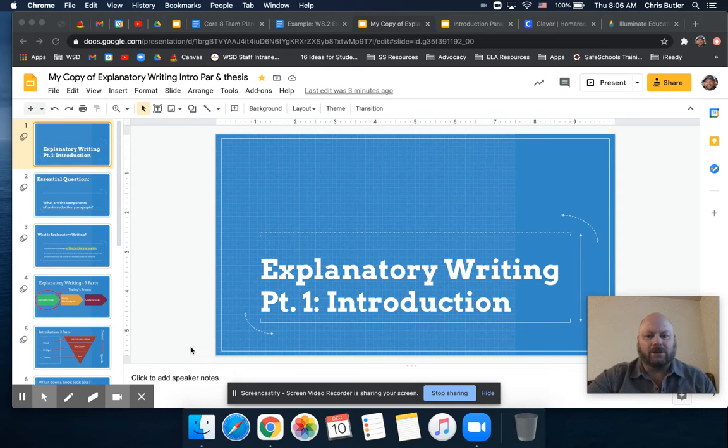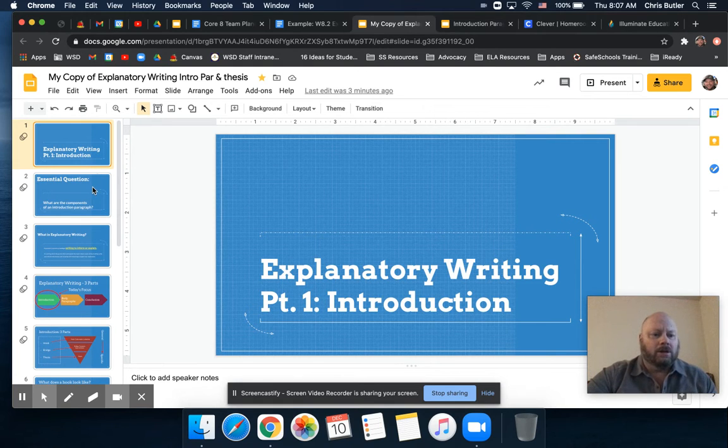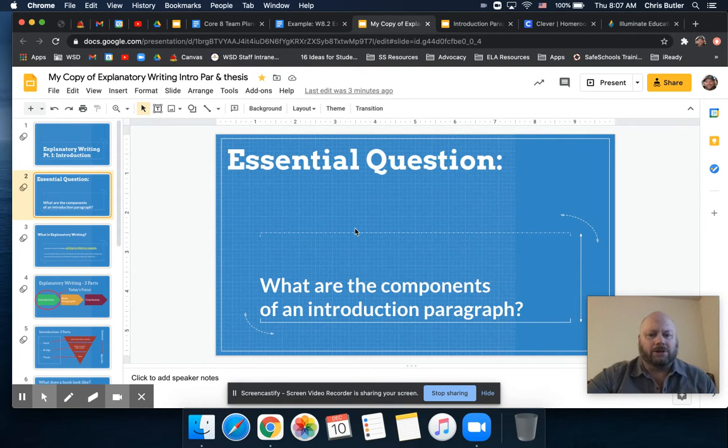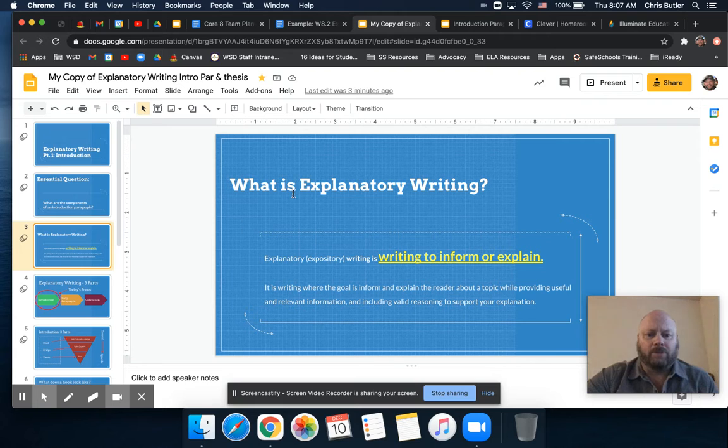Let's talk about explanatory writing and more specifically the introduction of an explanatory piece. So here's our essential question for thinking about this. What are the components of an introduction paragraph? Okay, so we're going to go through in this little presentation what the main components of an introduction paragraph are.